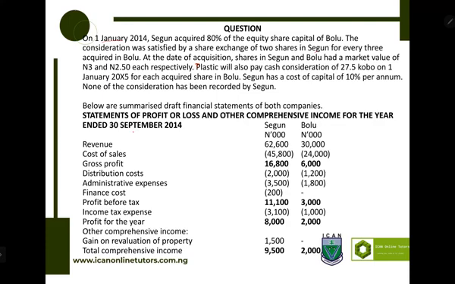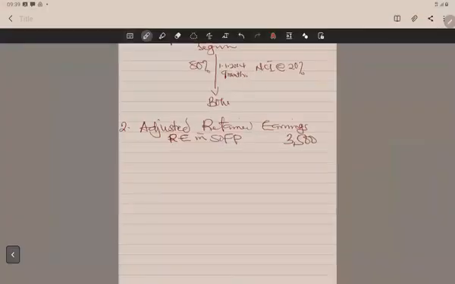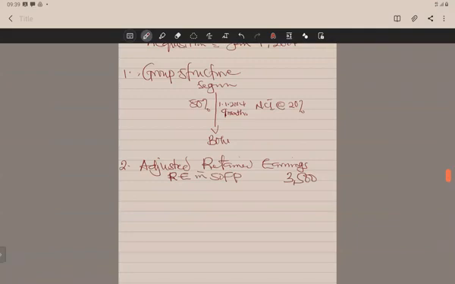And Segun will also pay a cash consideration of 27.5 kobo on 1st of January 2005. This is the deferred consideration for each of the shares in Bolu. Segun had the cost of capital of 10 naira per annum. Let's leave this and first of all do the relevant adjustments in the question. What are the relevant adjustments?